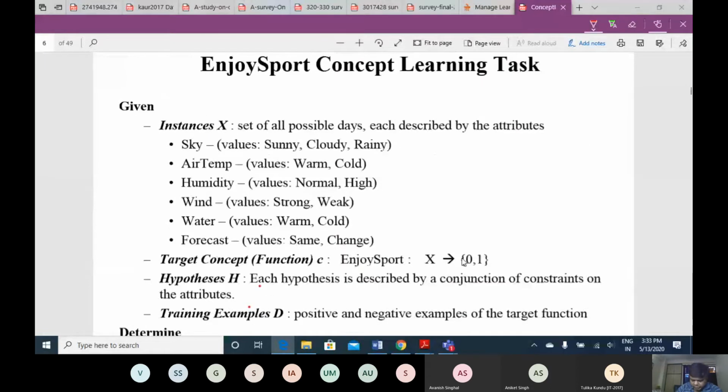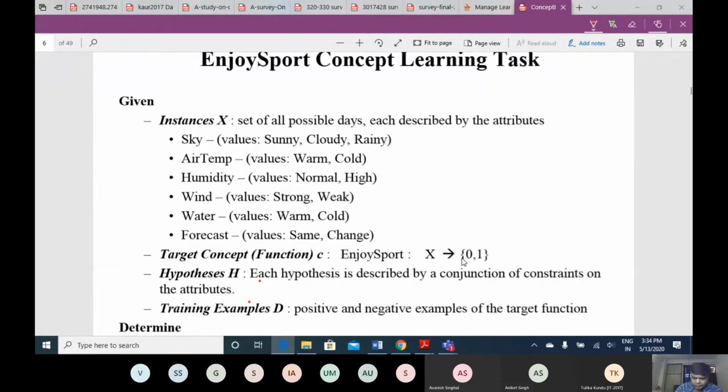Sky, air temperature, humidity, wind, water, forecast. Okay.